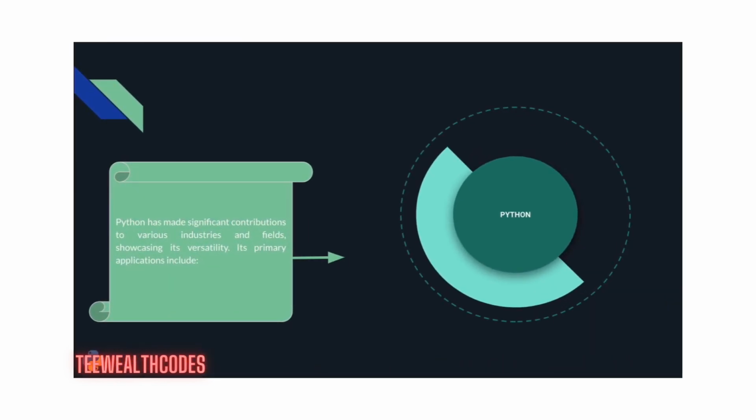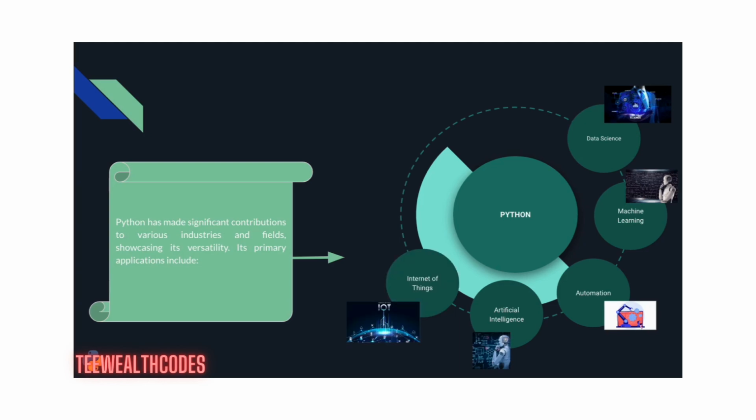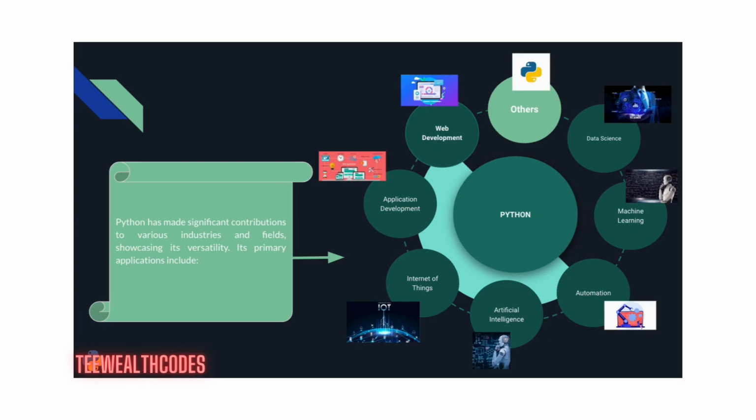Now, Python has made a lot of significant contributions to various fields. In terms of data science, we have Python. In terms of machine learning, where you use TensorFlow and Keras, you do the predictions and stuff like that. Also automation, artificial intelligence, and Internet of Things. Wow, this is a very interesting one. We also have it in application development, web development, and some other things that I may not have mentioned. So Python is very robust. You can use it in several applications in different fields.